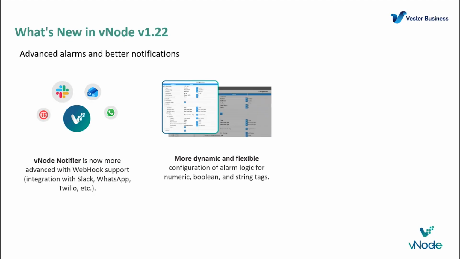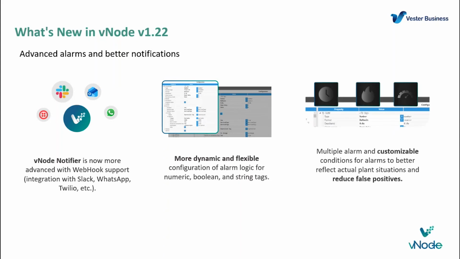Okay. And then, of course, we created a dynamic and flexible configuration for alarms in order to create more specific alarms based on type and data types like Boolean, numeric, or string tags. And of course, based on quality. That means that when you create an alarm based on quality, you create different conditions in order to reduce false positives for the alarms. Instead of raising an alarm, you can create an event, and so on.